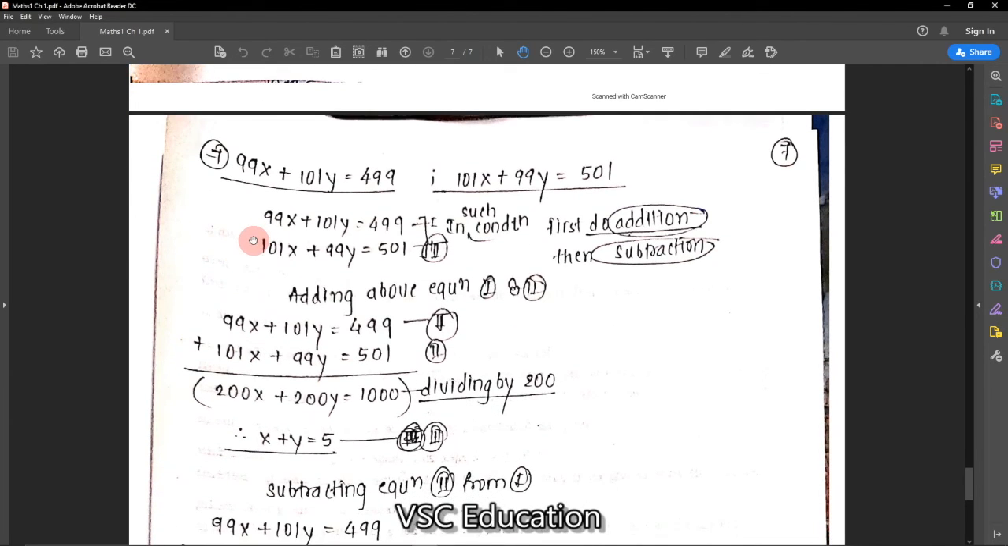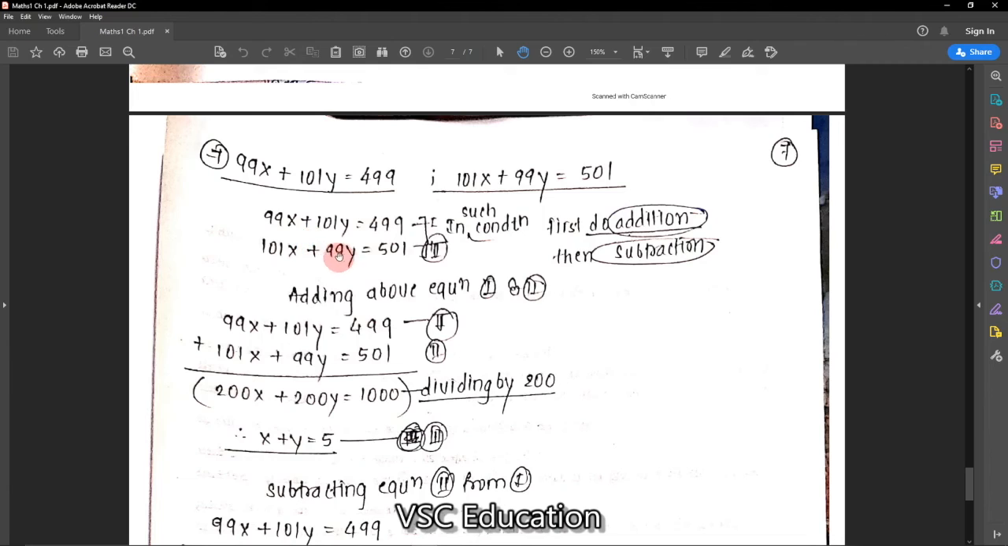7th and 8th both are the same method. So now we will start to solve the 7th one. Okay. So what is your 7th one? 99x plus 101y is equal to 499 and the second equation is 101x plus 99y is equal to 501. Okay. Now you observe both the equations. When you observe, the coefficient of y in equation 1 is the same as the coefficient of x in equation 2. Same thing, the 99x of the first is the same as the y of the second. That is, cross coefficients are the same.